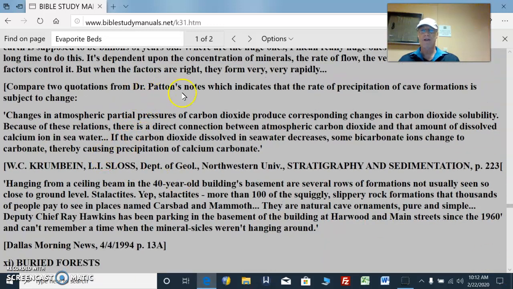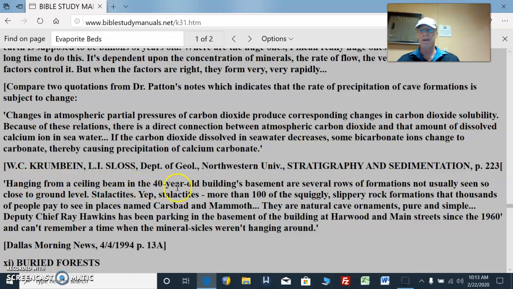We have Dr. Patton's notes here. Changes in atmospheric partial pressure of carbon dioxide produce corresponding changes in carbon dioxide solubility. Because of these relations, there is a direct connection between atmospheric carbon dioxide and the amount of dissolved calcium ion in seawater. If the carbon dioxide dissolved in seawater decreases, some bicarbonate ions change to carbonate, thereby causing precipitation of calcium carbonate, precipitating the advanced formation of stalactites and stalagmites. And Mr. William C. Sloss, Department of Geology, Northwest University.